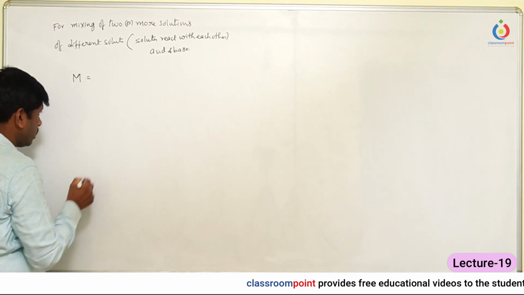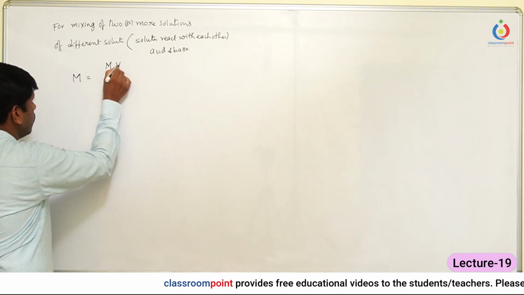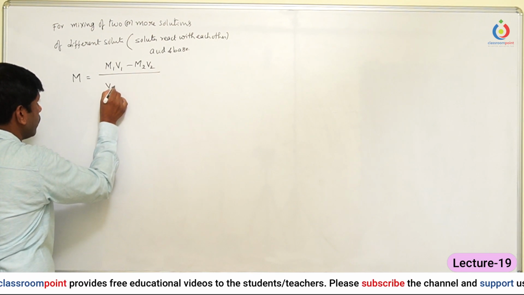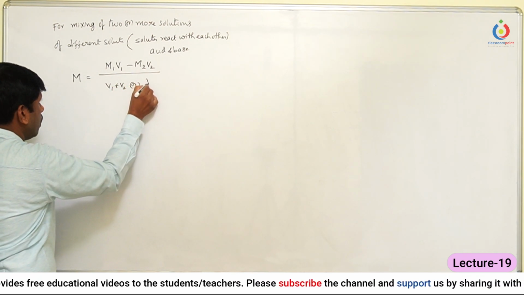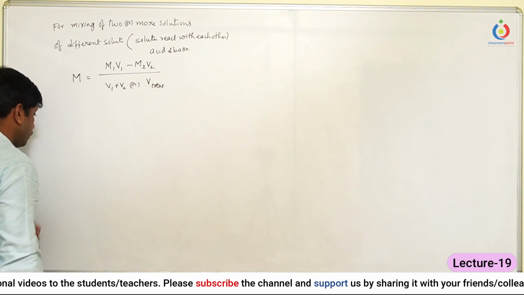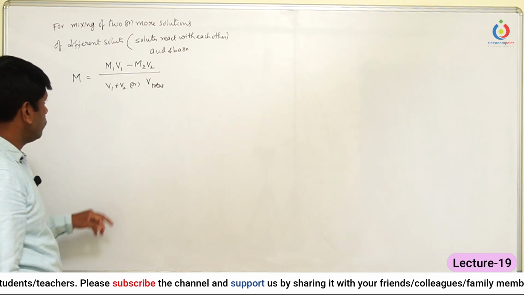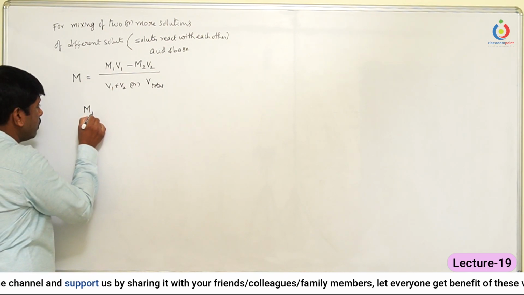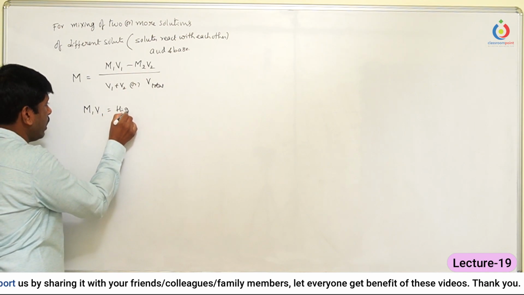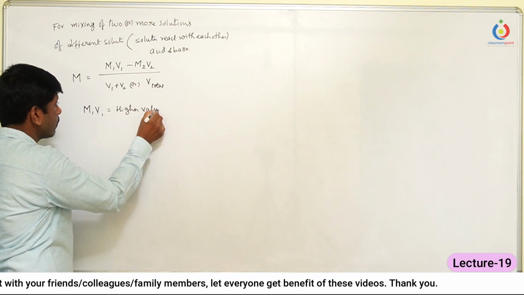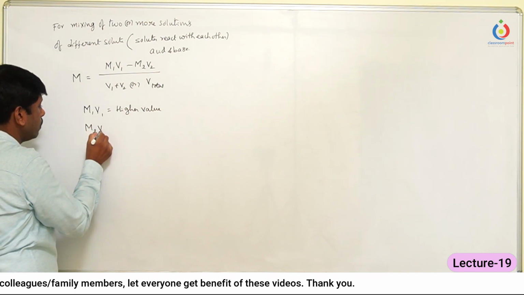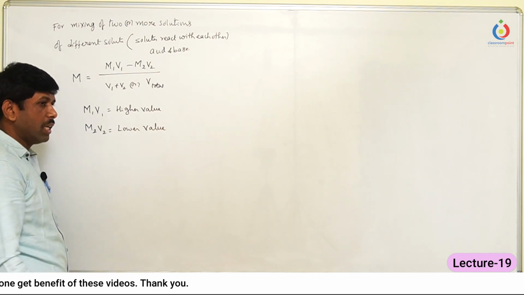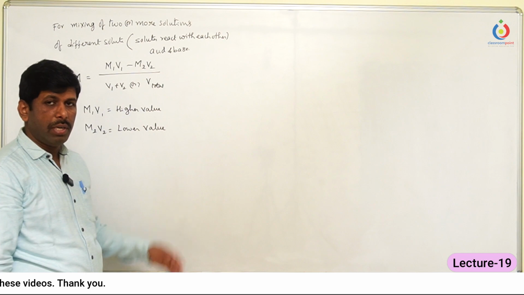Let us see the formula here. Final molarity of the solution is equal to M1V1 minus M2V2 divided by V1 plus V2, or the total volume of the solution. So here, which one has to be taken as M1V1 or M2V2? M1V1 is always the higher value. M2V2 is always the lower value, because concentration can never be negative. It is either 0 or positive, but never a negative value.